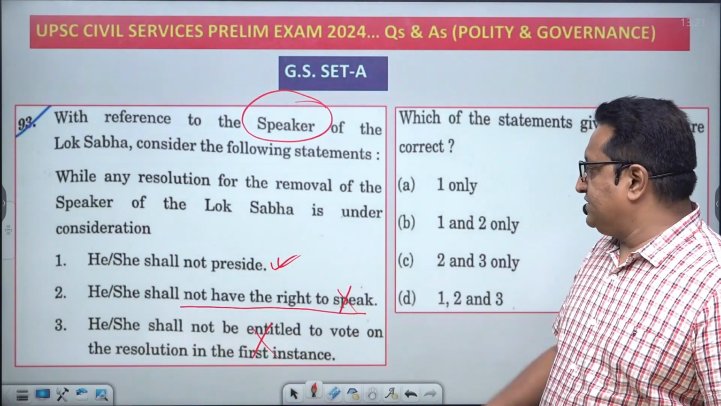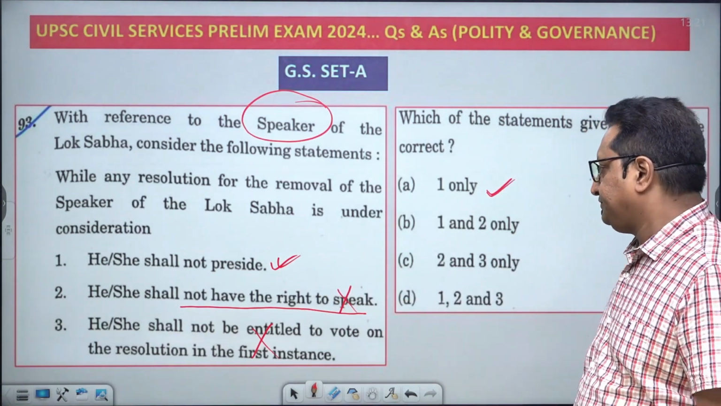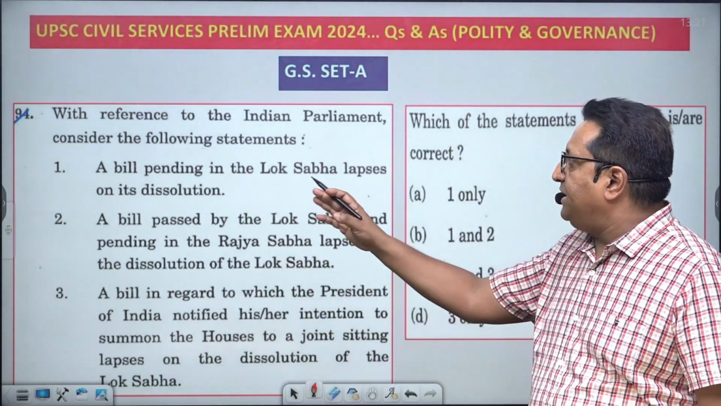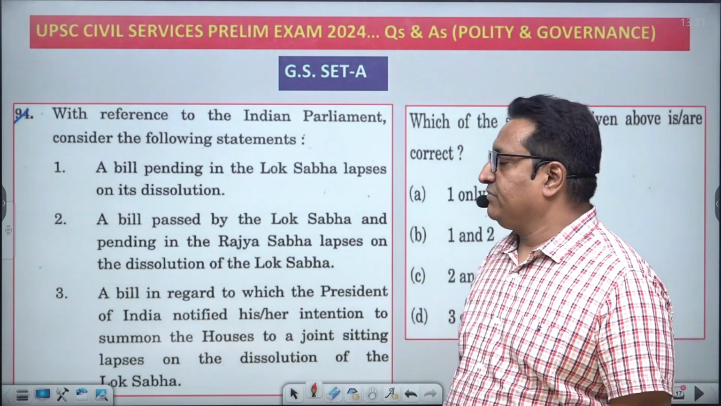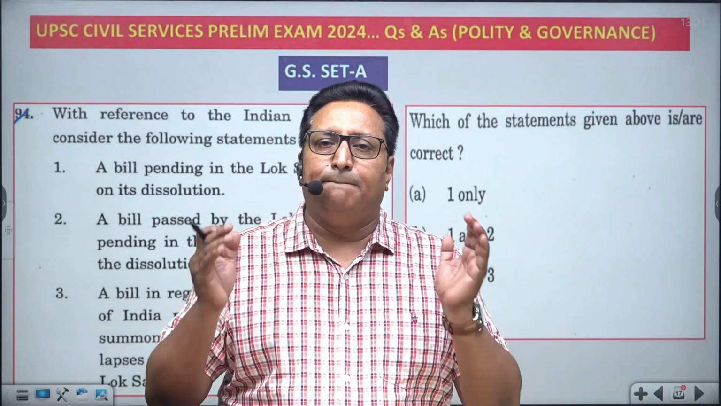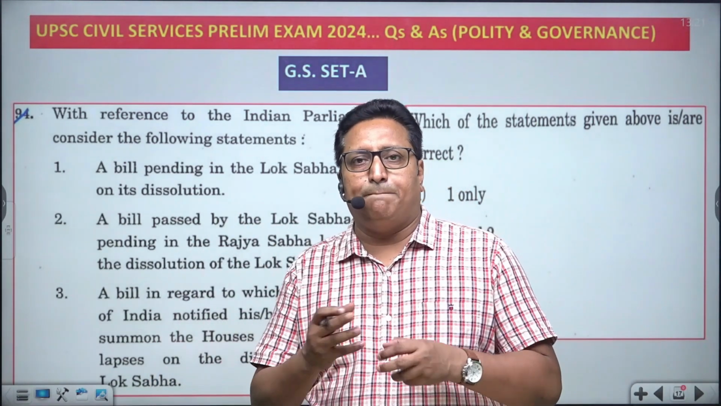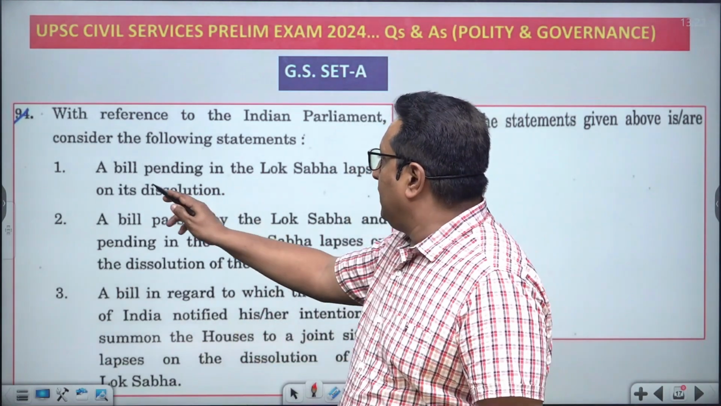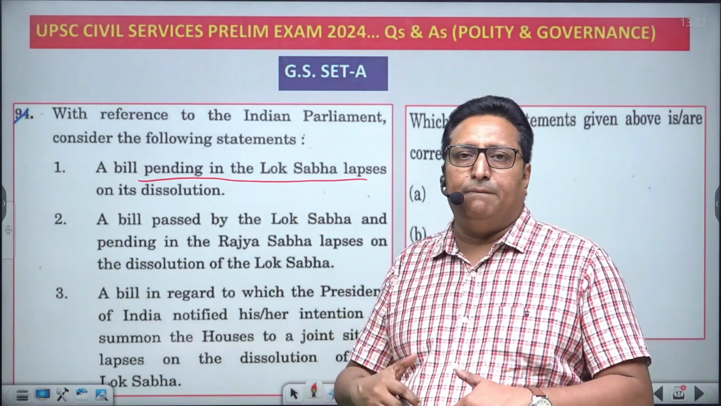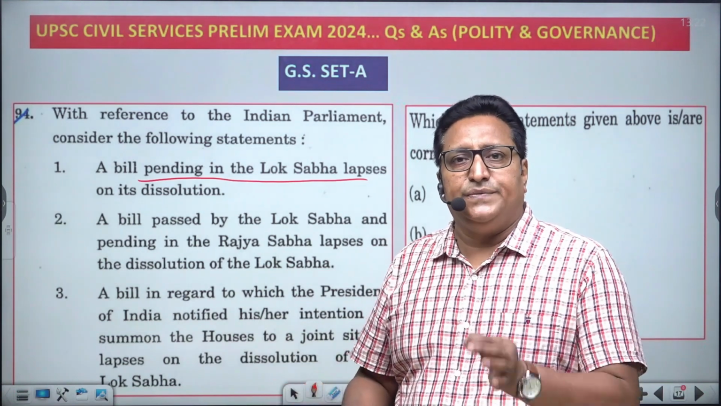Okay, so which one is correct? This one is correct. So the answer would be this. Next question: with reference to the Indian Parliament, consider the following statements. A bill pending in the Lok Sabha lapses on its dissolution. Yes, this is given in Article 107, which talks about the passage of bills in Parliament. When a bill is introduced in the Lok Sabha and before it could be passed the Lok Sabha is dissolved, then the bill will lapse.